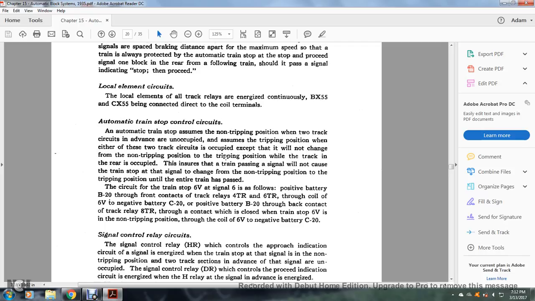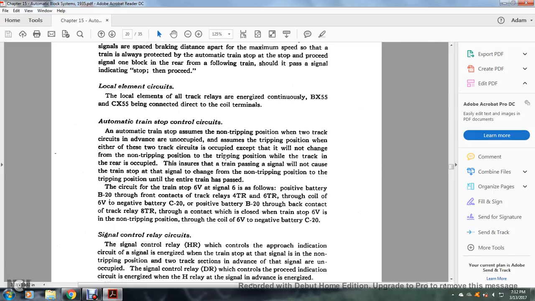Automatic train stop control circuits. The automatic train stop is assumed in the non-tripping position with the 2 track circuits in advance unoccupied. It is assumed in the tripping position when either of the 2 track circuits is occupied, except that which will not change to the non-tripping position. The tripping position while the track in the rear is occupied ensures the train passing the signal will not cause the train stop. The signal changes to the non-tripping position, the tripping position entirely when the train has passed.